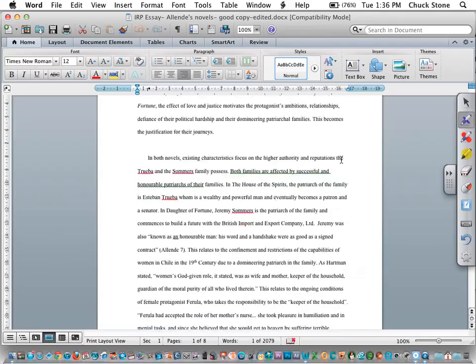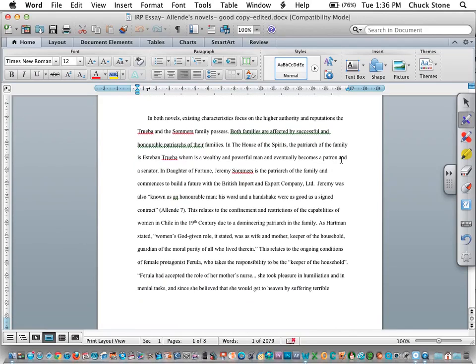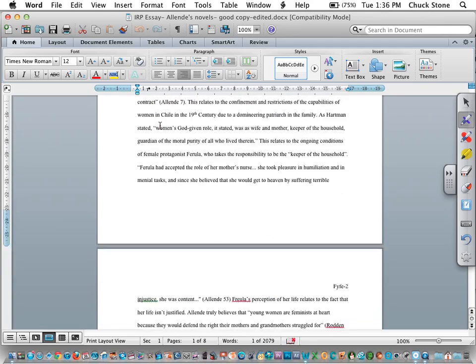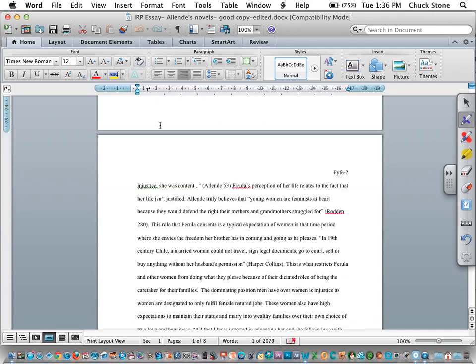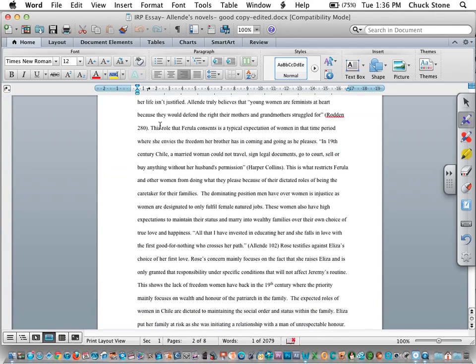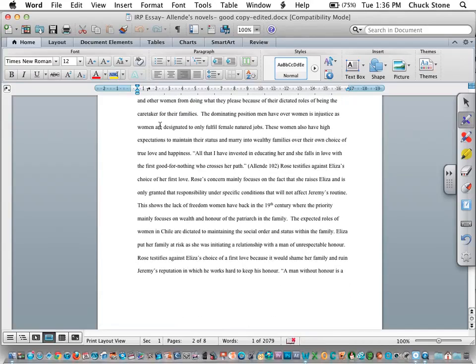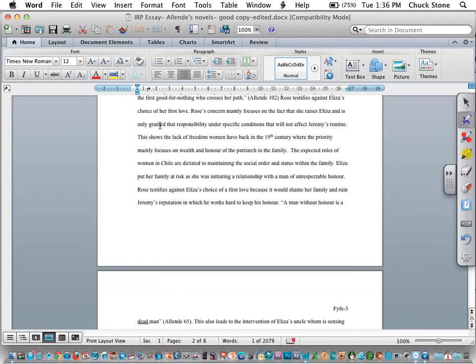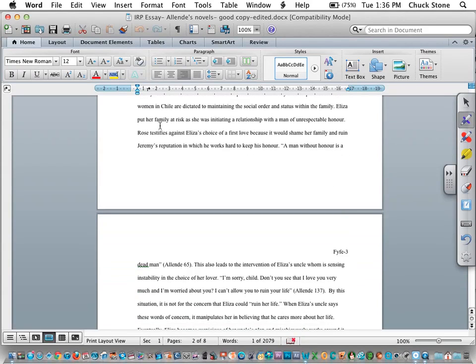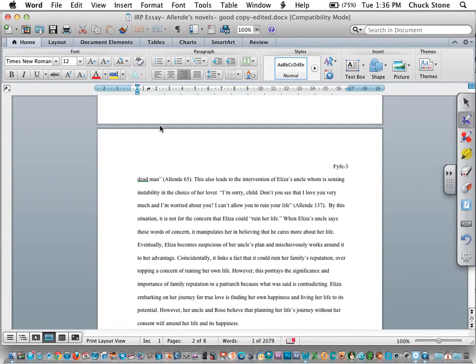And then let's take a look at the first sentence of the first body paragraph. In both novels, existing characteristics focus on higher authority and reputations the Trueba and Somers family possess. All right, that does refer back to the thesis statement. The rest of the paragraph will just explain what that's about, a long paragraph. Bear in mind that a well-written paragraph is normally about 5 to 8 sentences. I'm just going to keep scrolling down.